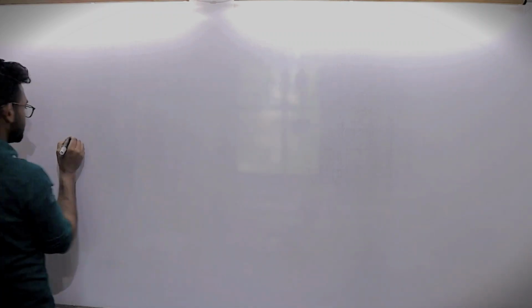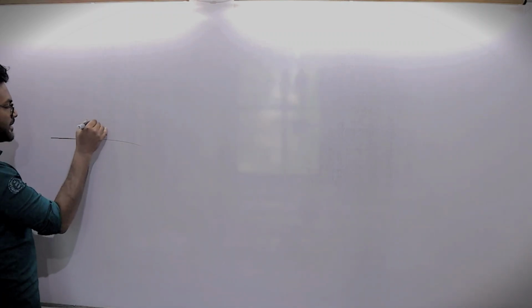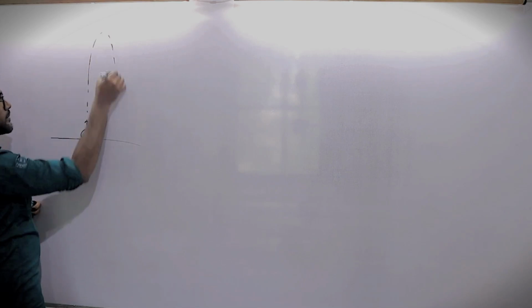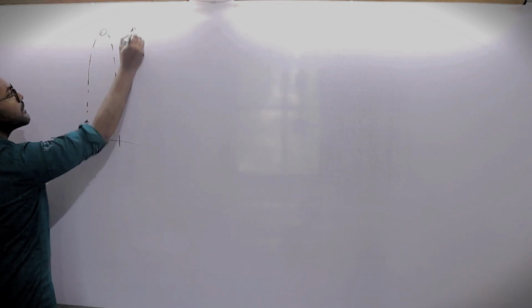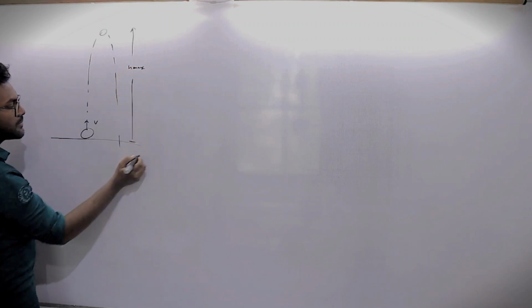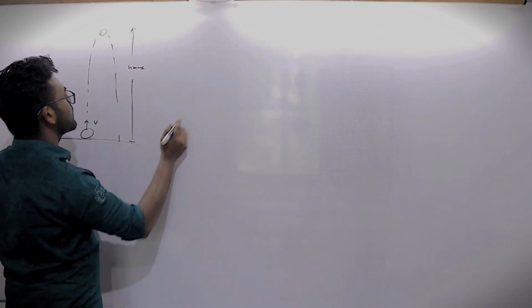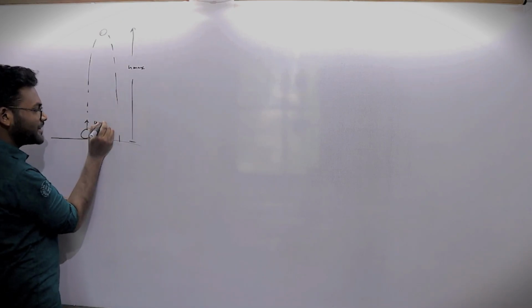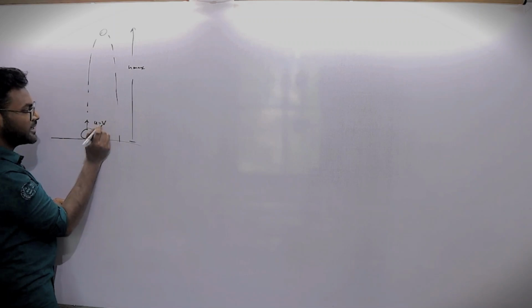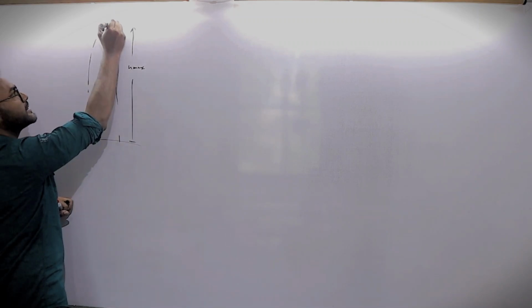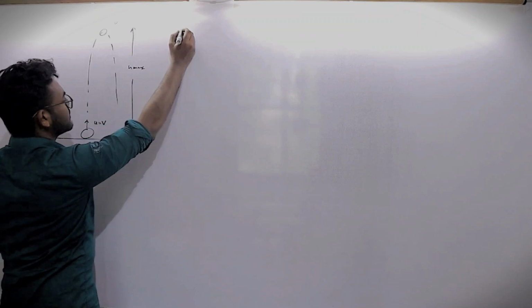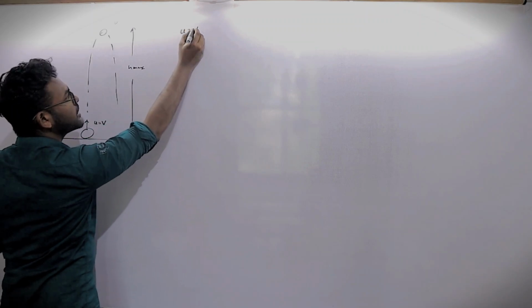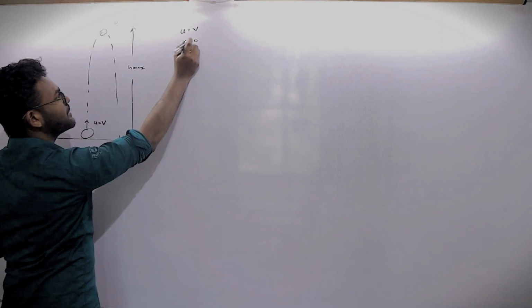Yes, guys, let's take a go at it. First, you do the sketching. V, H max. So it is given the initial velocity is v, right? Final velocity is 0. So having the data, u equals v and v equals 0.